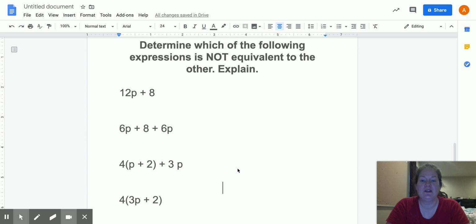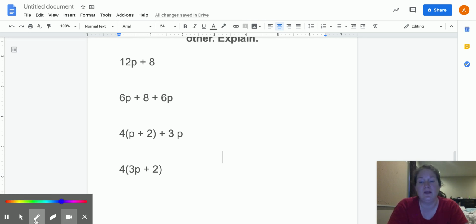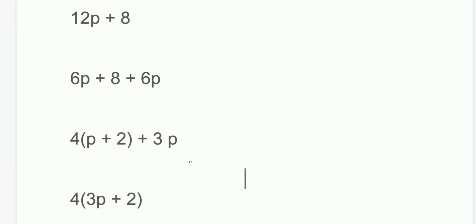We are going to determine which of the following expressions is not equivalent to the other. And we're going to show how we know this. So I'm going to zoom in here again. I basically have to figure out how many of these expressions are equivalent to 12p plus 8. This is the only one that's already simplified. It's put together, it's expanded, all the like terms are combined. So I'm going to go to these others and see what I can do with them.